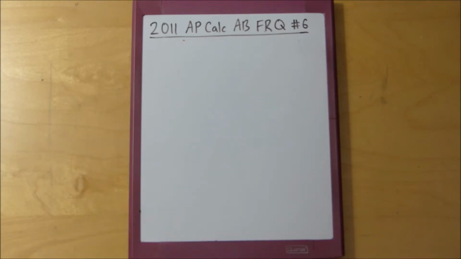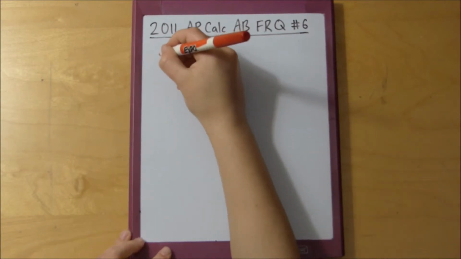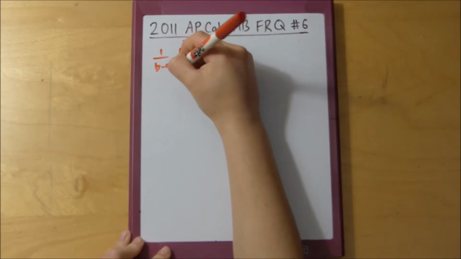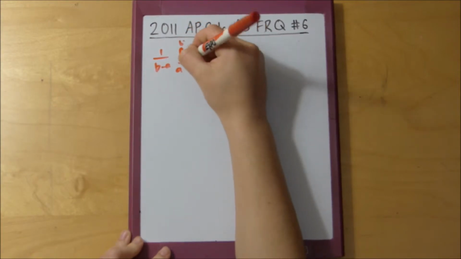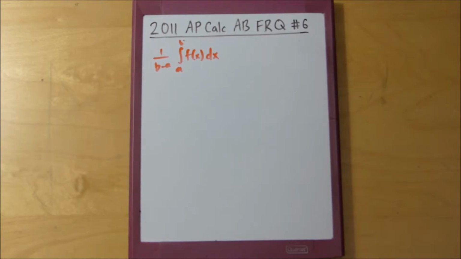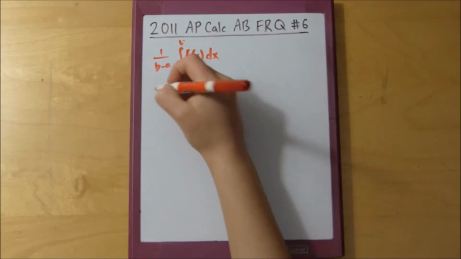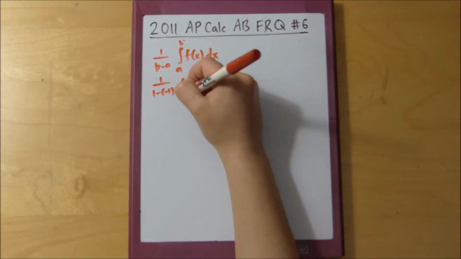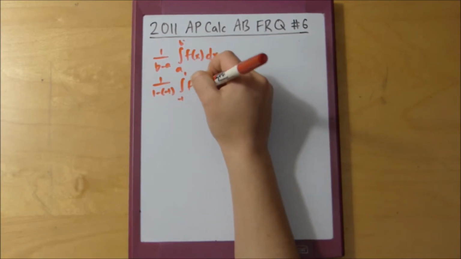So, first let's write down the average value equation. It's 1 over b minus a times the integral from a to b of f of x dx, right? And since we're given the interval, we can plug in 1 over 1 minus negative 1 times the integral from negative 1 to 1 of f of x dx, right?